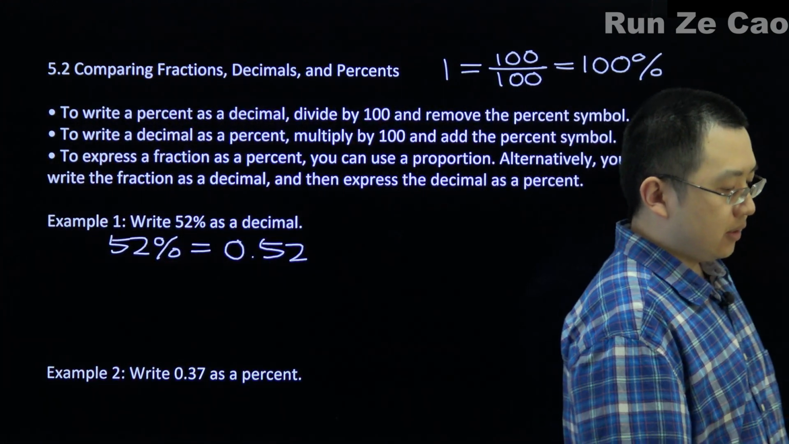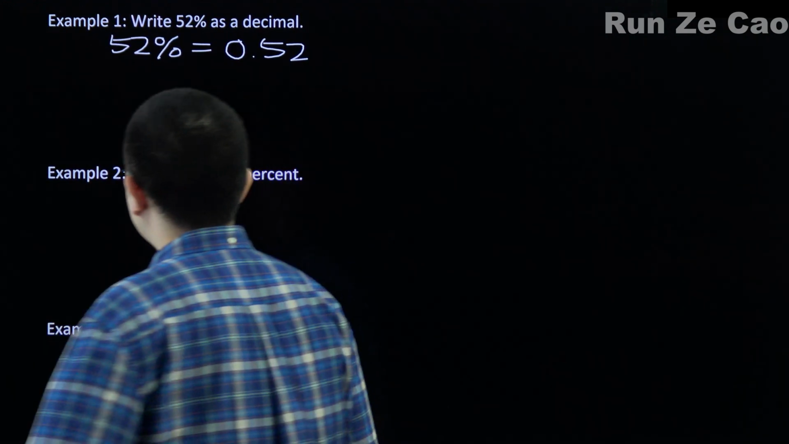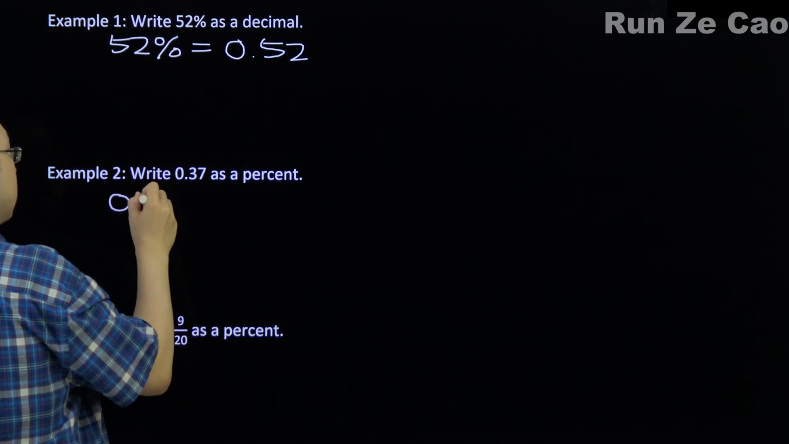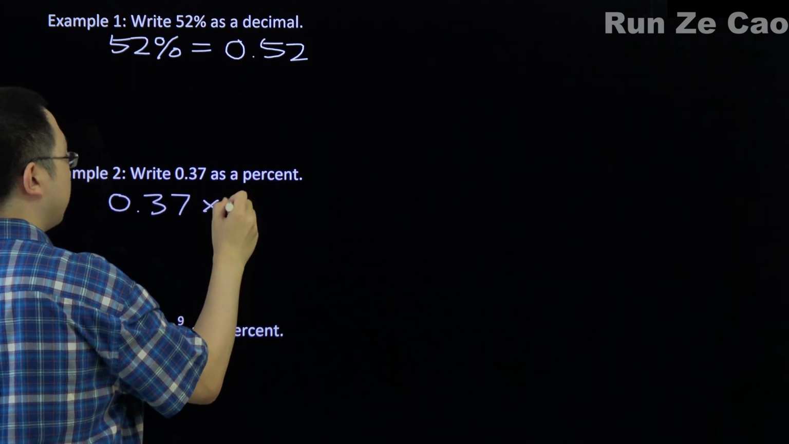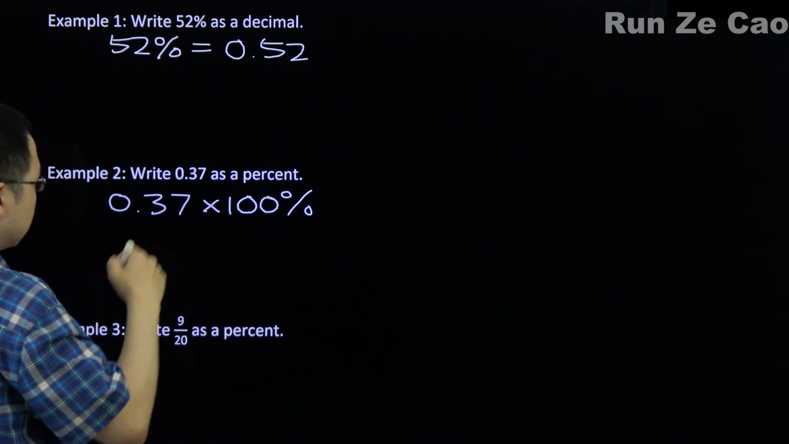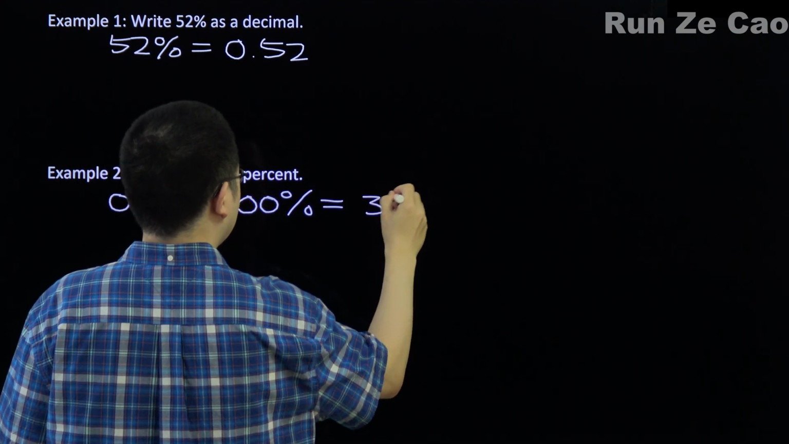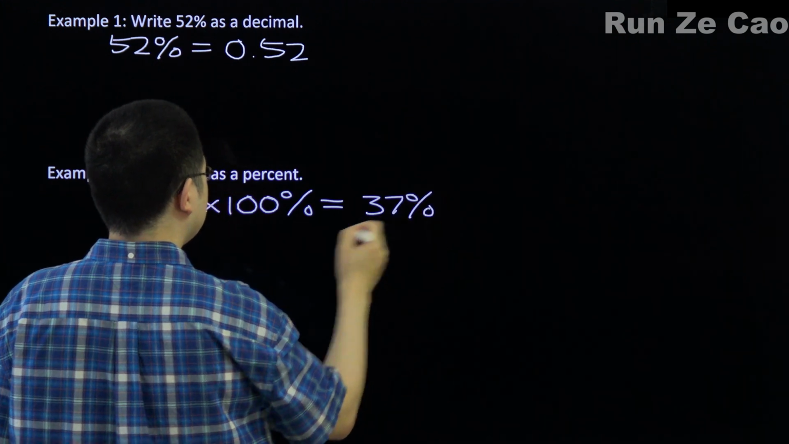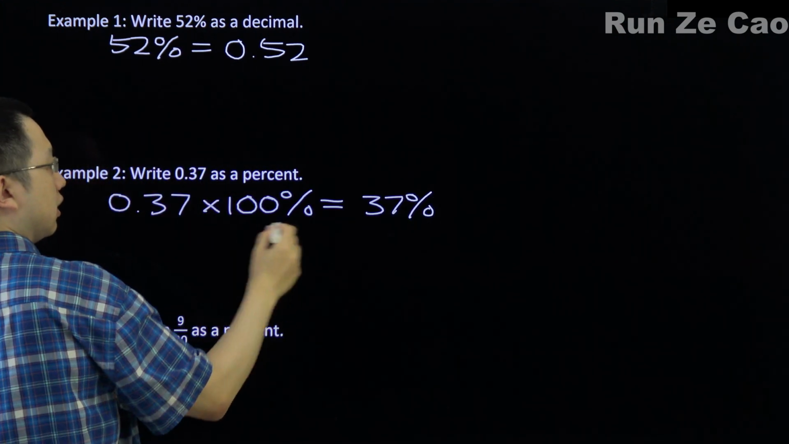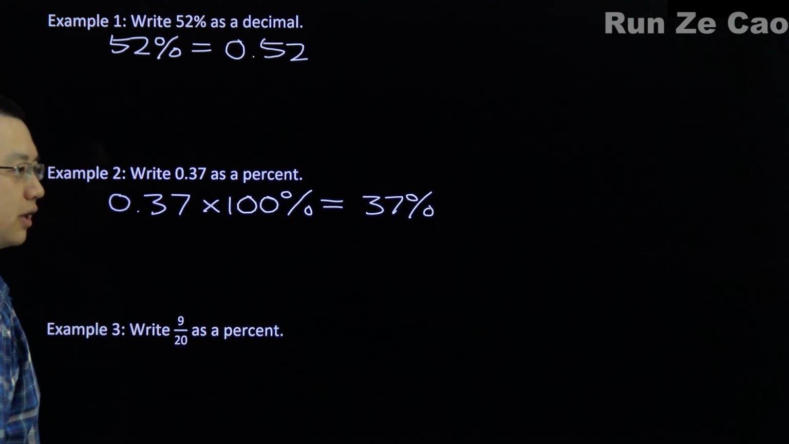So write 0.37 as a percent. Well, 0.37, you can think of it as multiplied by 100% if you like. Or you can just mental math it and be 37%.